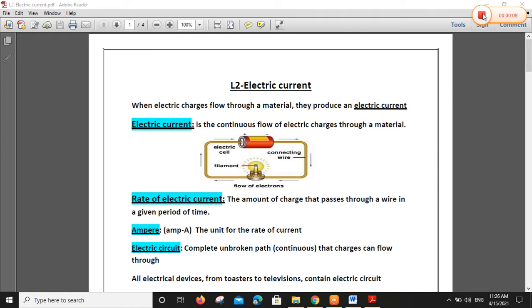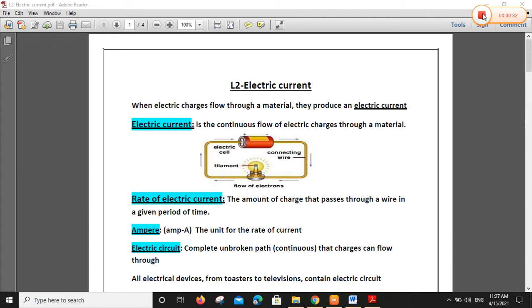We mentioned in lesson 1 static electricity. What's meant by static electricity? Static electricity builds up charges on an object. Yes, but these charges do not flow continuously.